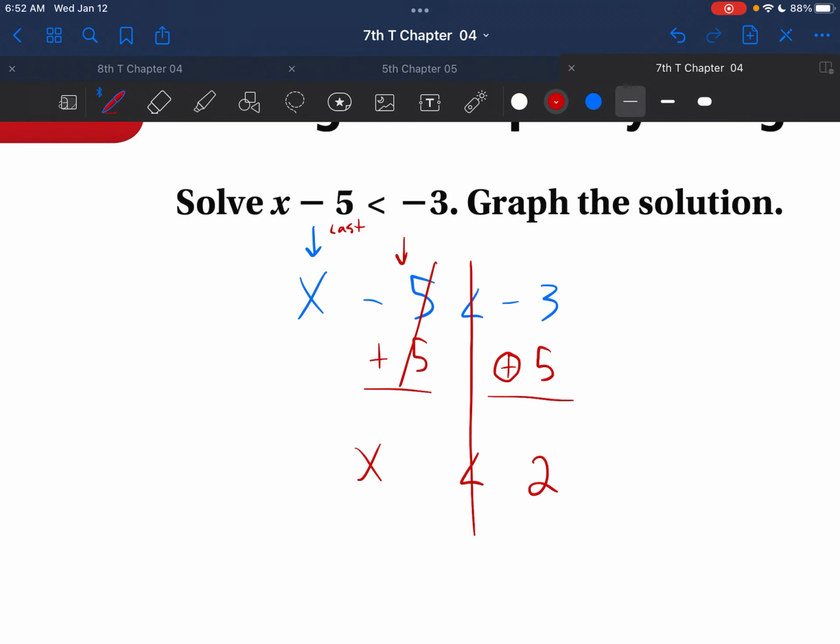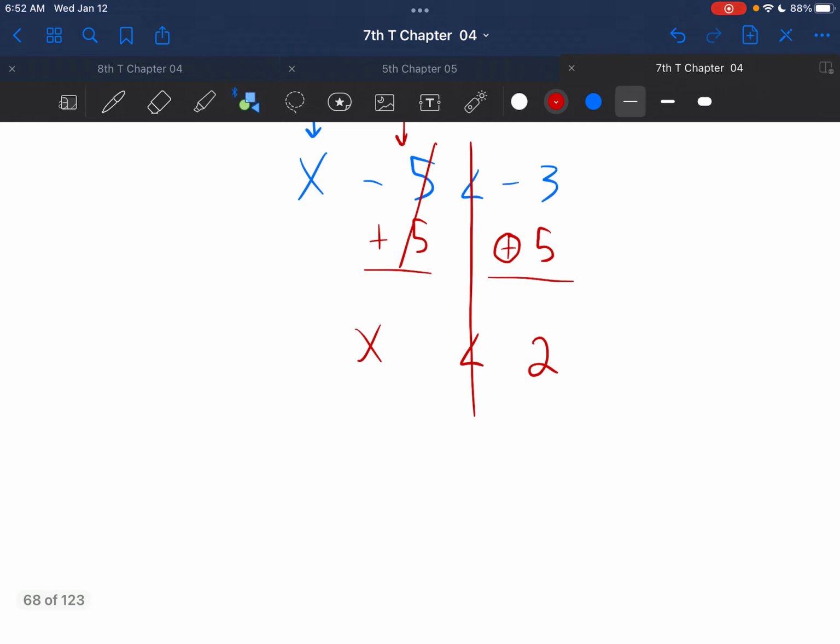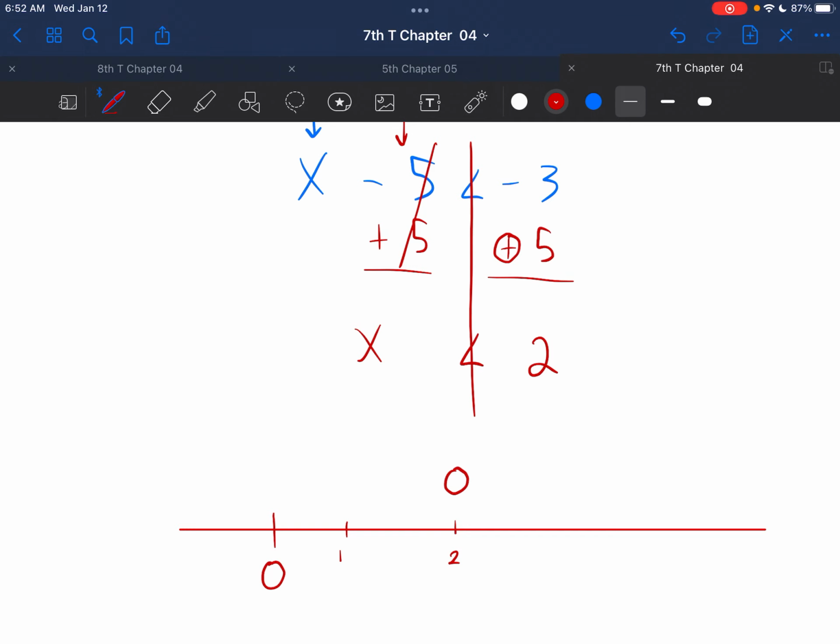So what exactly does that mean? If we were going to graph this on a number line, here's my number 0, here's 1 and 2. So we're going to put a circle like this. I'm going to ask myself, give me a number that is less than 2. All of those numbers would be this way on this graph. And what does that mean? That means that it doesn't matter what number I choose for x, as long as it's less than 2, it's going to make this inequality true.